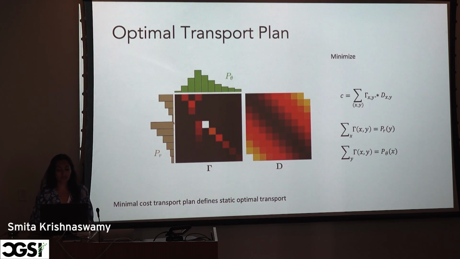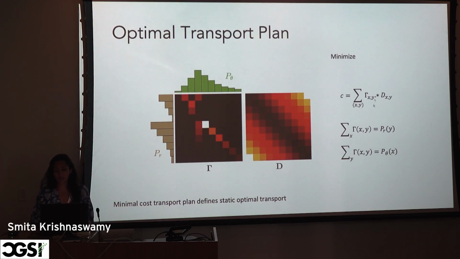So what it actually is, if you have these 2 marginals and you're transporting mass from each bin to another bin so that you're doing the least amount of work, this joint probability distribution here defines a transport plan. The cost of this transport plan is defined by this distance matrix here.